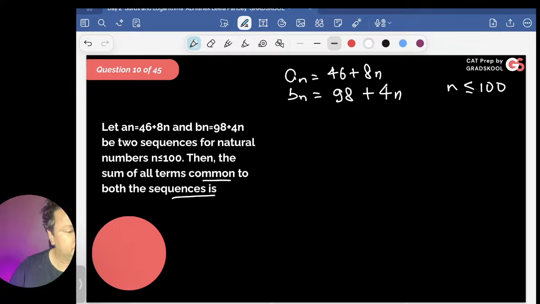As I can see here, people are saying there is only one common term, that is 102, right? The problem here is, you know what's the problem? That you have considered, see, n is less than equal to 100. That is the thing.